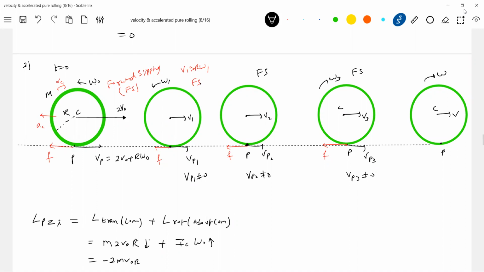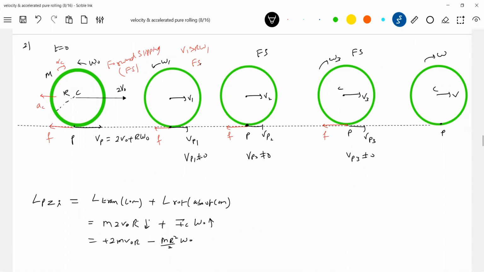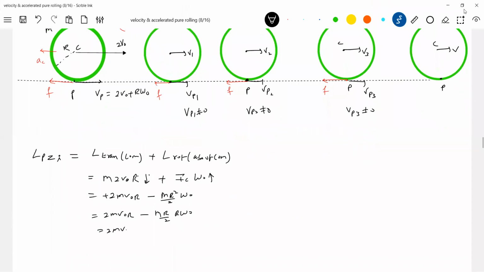Clockwise, let me take it as positive, anti-clockwise negative. And it's a ring, so M R squared by 2 omega naught. Numerically, R omega, what can you write it as? Only it's a ring. I got positive.